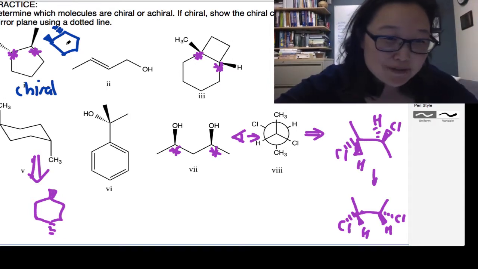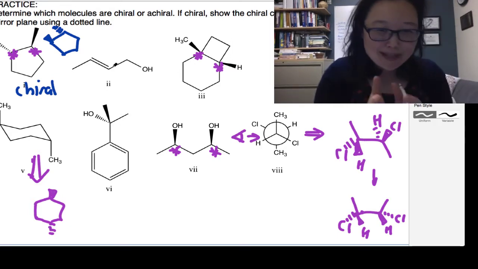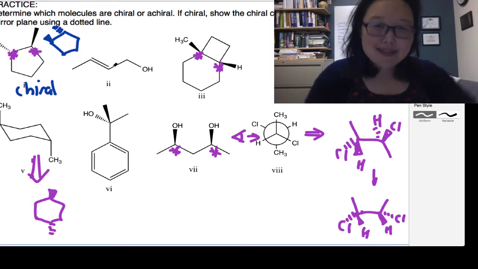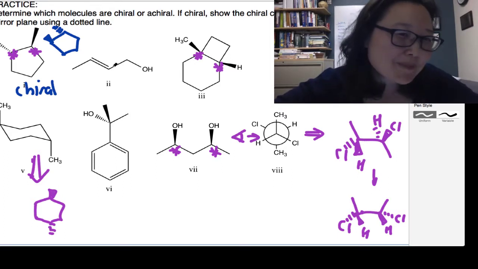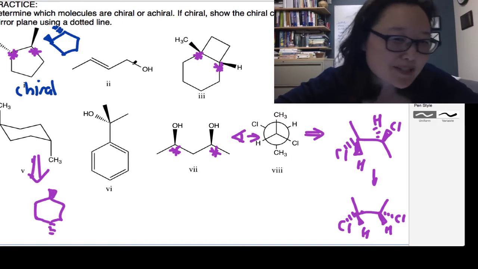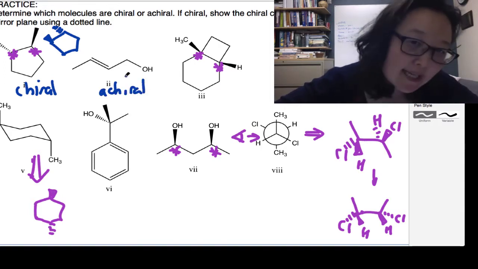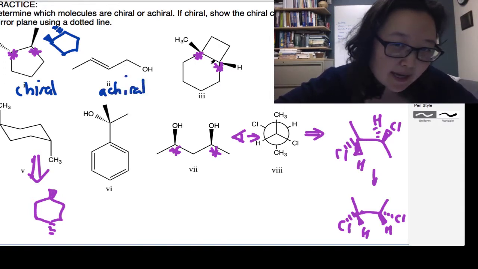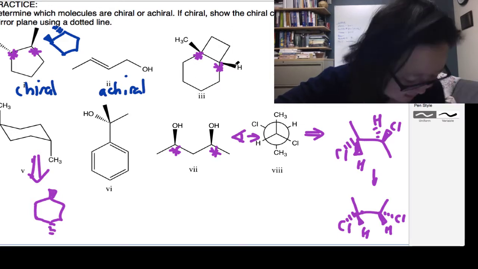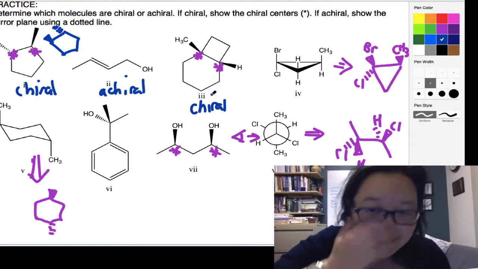Number 2, there's no chiral center. If you built a model of this, you could actually make it planar and slice right through it. That's the internal mirror plane of symmetry, which is hard to draw on a piece of paper, but there's no chiral center, and there's an internal mirror plane. So this is achiral. For number 3, we see 2 chiral centers. You can't slice through this way because this methyl and this hydrogen are different. So this is chiral.